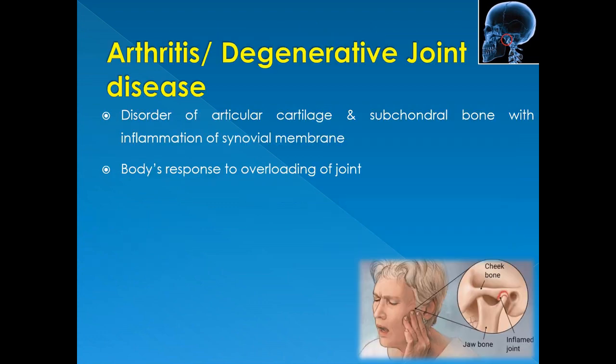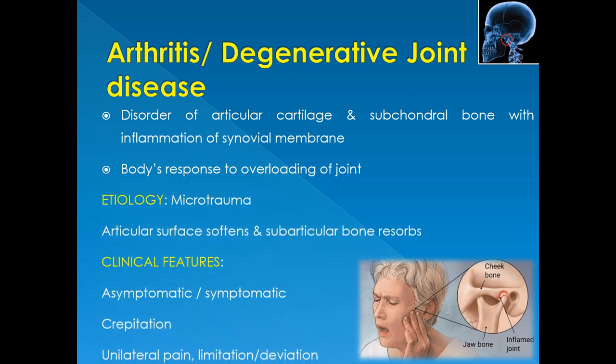Next, let us discuss degenerative joint disease, and here we'll be discussing arthritis, which means inflammation of the articular surfaces of the joint. And there are several types of arthritis that affect the TMJ, which include osteoarthritis, osteoarthrosis, polyarthritis, etc. So arthritis is defined as the disorder of articular cartilage and subchondral bone with inflammation of the synovial membrane. And this is actually the body's response to TMJ overloading. Now, the etiology includes microtrauma, which results in overloading, and the articular surfaces soften and subarticular bone resorbs.